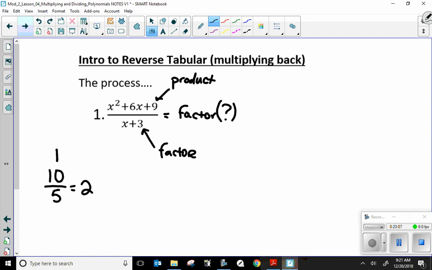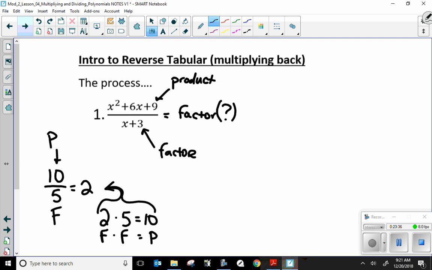I just did division. Okay, but how do I know that works? Because I know the multiplication behind it. Because I know that 2 times 5 is 10. Okay? If this is a factor and this is a factor and I multiply them, I get a product. So let's look at that in terms of our division, shall we? My product is on top. One of my factors is on the bottom, and it should equal my other factor. So here we go, children. Here we go.